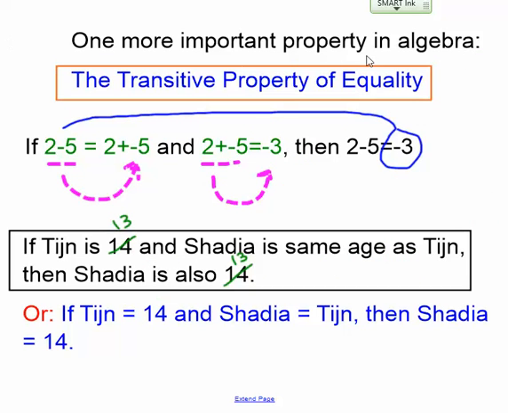And then another important property in algebra is the transitive property of equality. So we just took a real life example, and I said if Tyne is 13 and Shadia is the same age as Tyne, then Shadia is also 13. I put in 14 but found out you're both 13. So with numbers, it's the same exact thing. And as James said, this is just common sense. If 2 minus 5 is equal to 2 plus a negative 5, and 2 plus a negative 5 is negative 3, then 2 minus 5 is also equal to negative 3. So that's called the transitive property of equality.